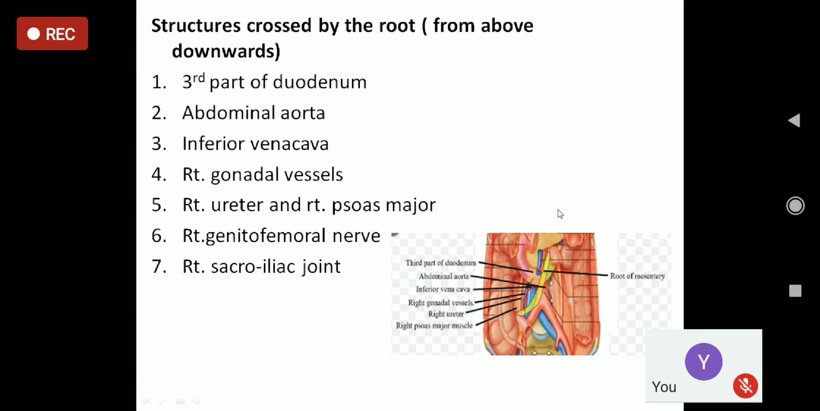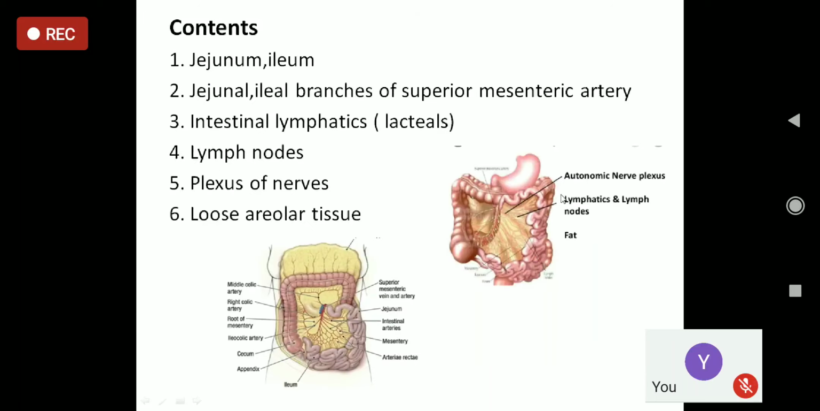This is also another important SAQ, or can be asked in spotter. The structures crossed by the root of the mesentery from above downwards. Now coming to the contents. So what are the contents of this mesentery?